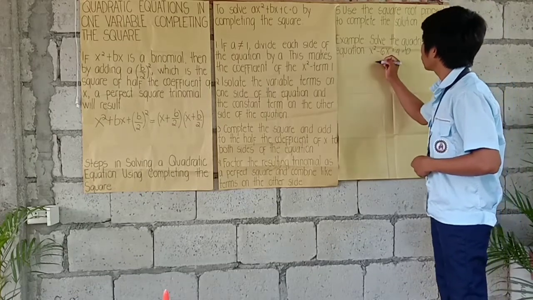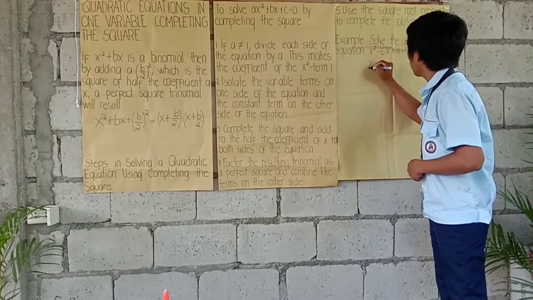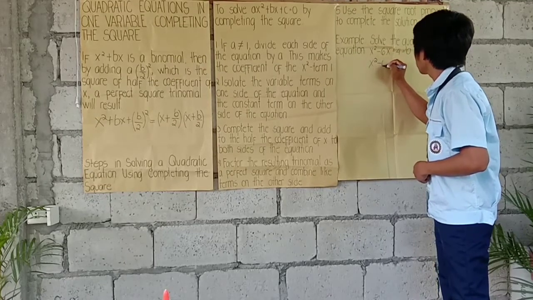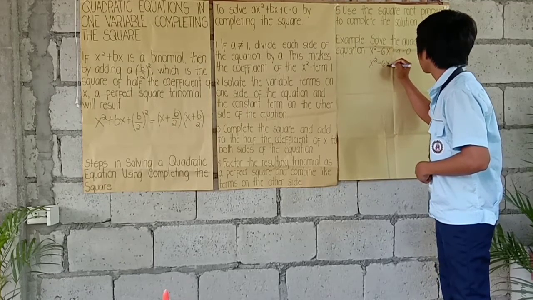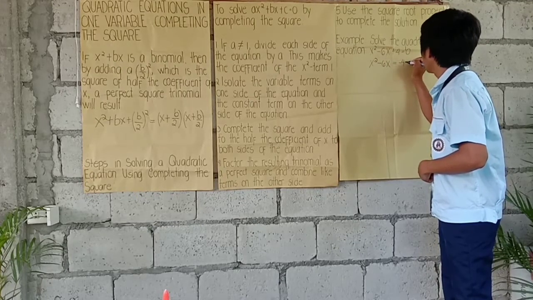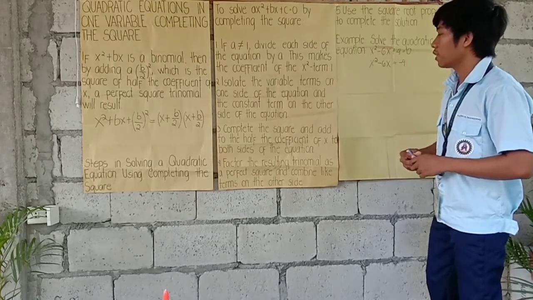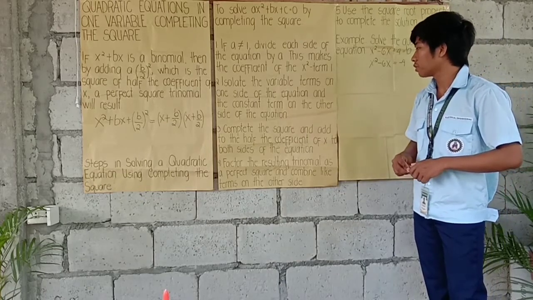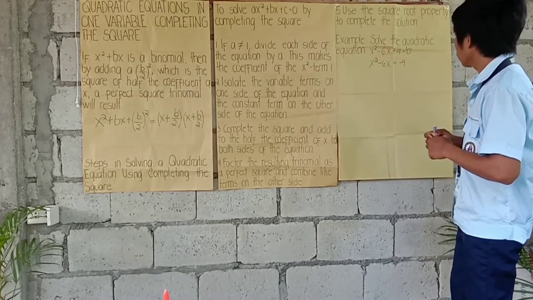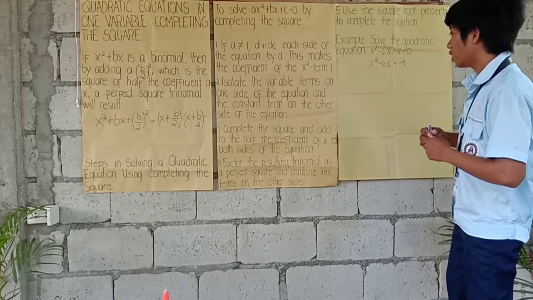So magiging x squared minus 6x is equal to negative 4. For step 3, complete the square, and add the half.